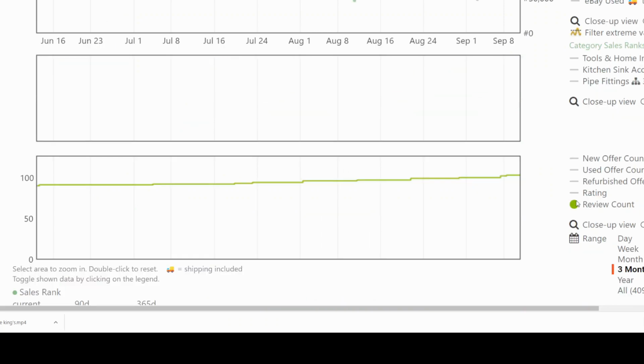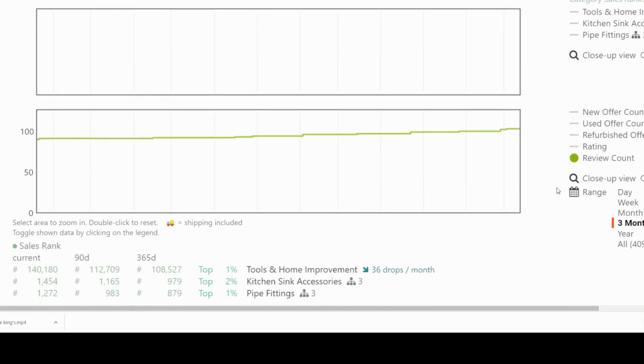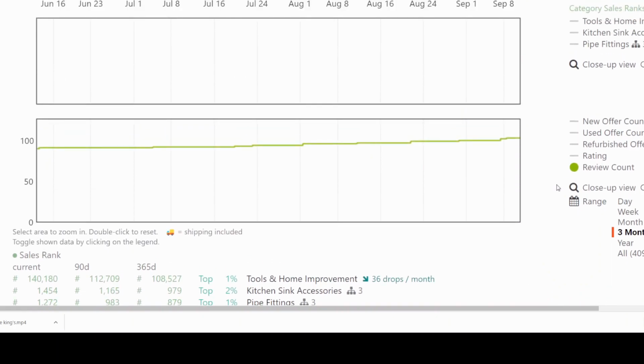This bottom box, go down here. This bottom box contains the new offer count, used offer count, refurbished offer count, rating, and review count. Now, these offers may not be on every graph and will only populate if there has ever been an offer of the condition that Keepa has tracked over time.